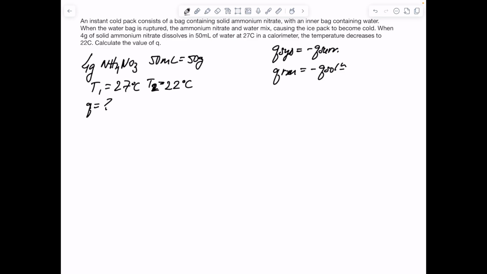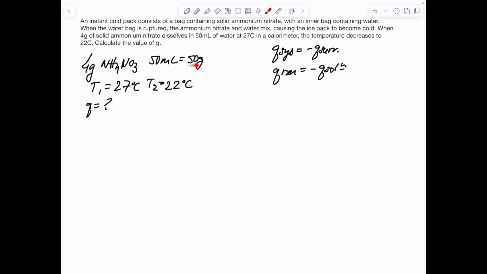So this is so much easier for me to conceptualize, and I just focus on the solution, because notice that we're only given the temperatures for the solution here. We're given the water mix. So ammonium nitrate dissolves in 50 mils of water at 27 degrees. Temperature decreases to 22. So this is of the solution. There's nothing about the reaction that's given here.